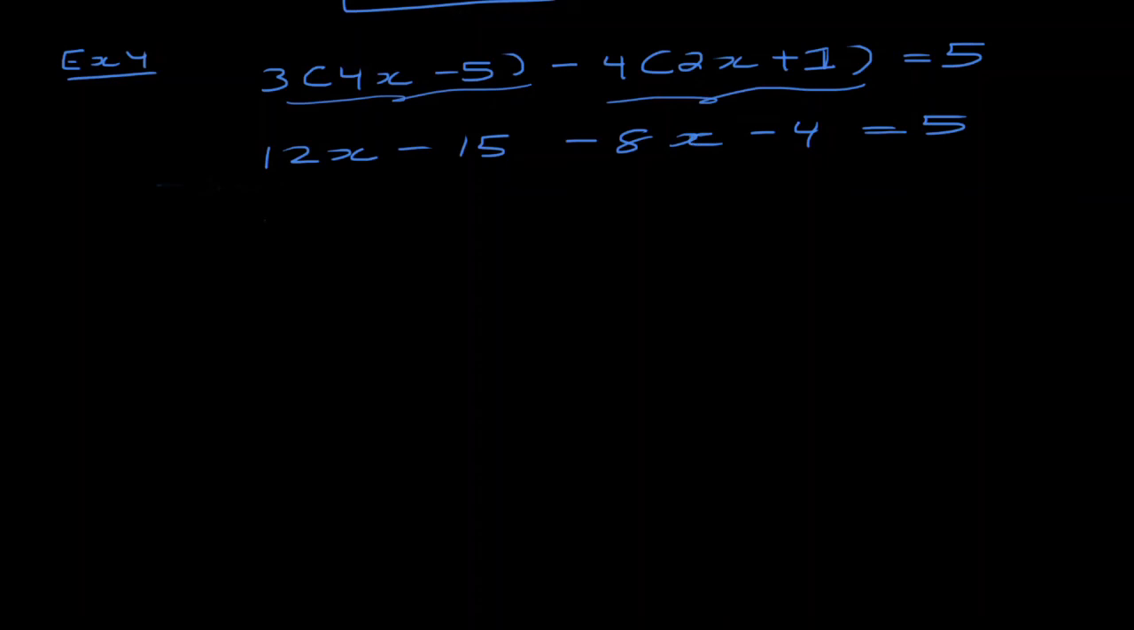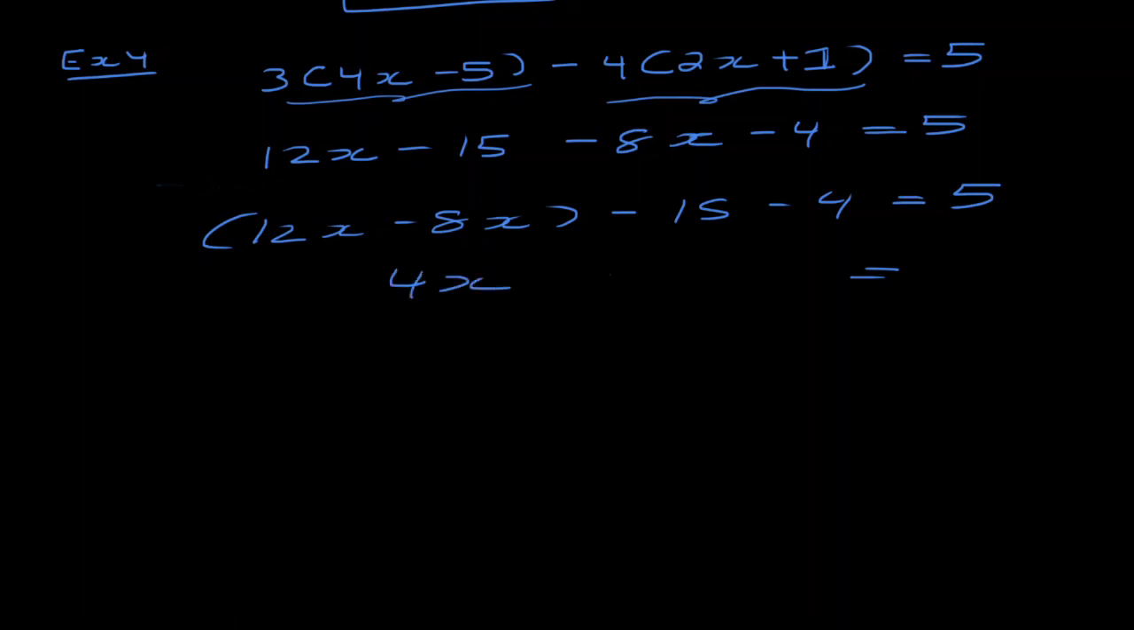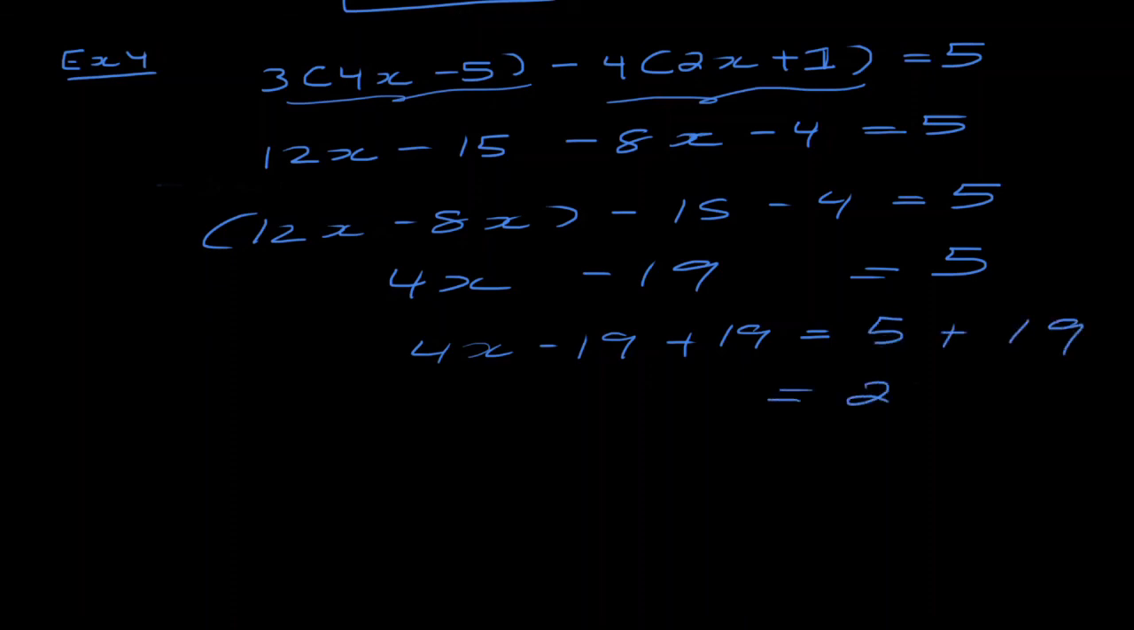So let's combine like terms now. So 12x minus 8x minus 15 minus 4 equals 5. So let's combine these two together. That's 4x minus 19 is equal to 5. And now we have to get rid of the 19. So what do we do? We add it to both sides. So we go 4x minus 19 plus 19 equals 5 plus 19. We get 24 on this side, and we get 4x on this side. And we just divide by 4, and we get x is equal to 6.